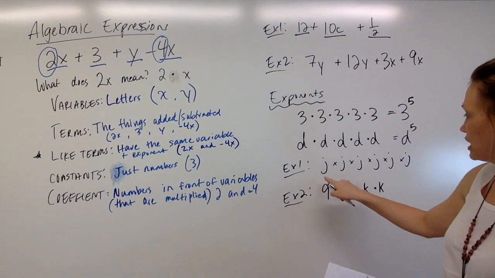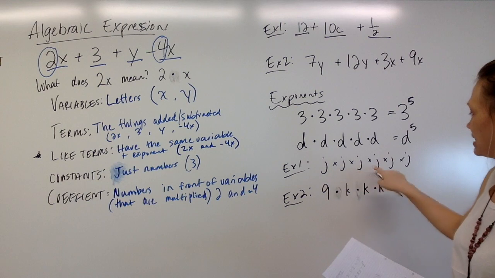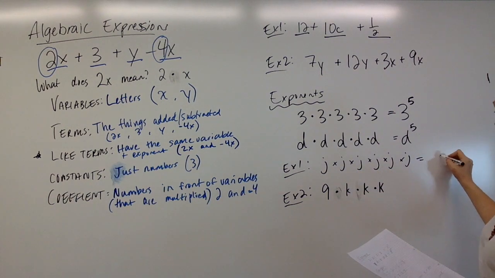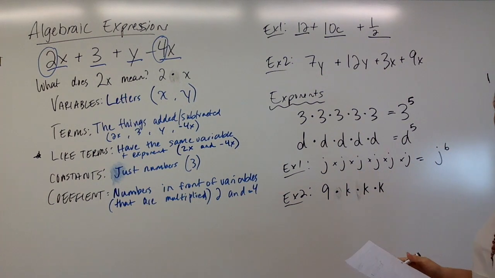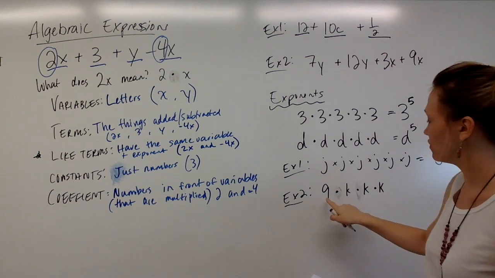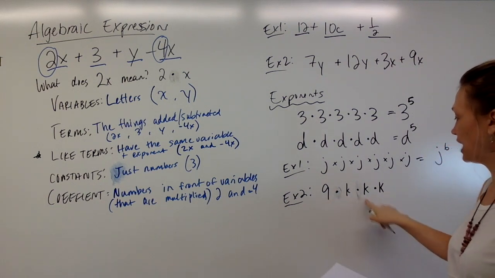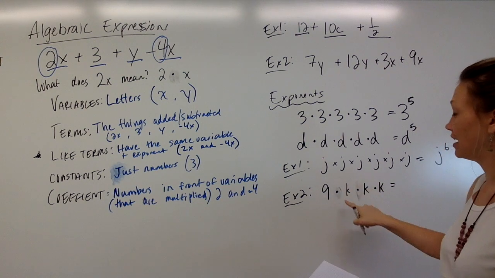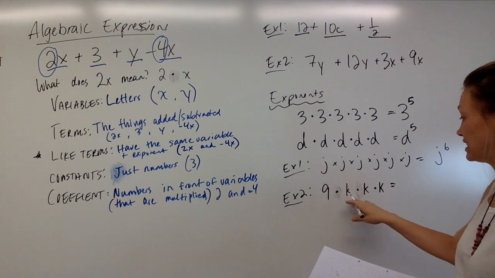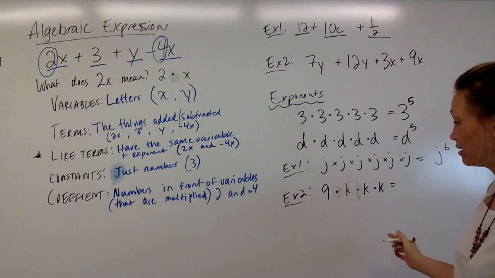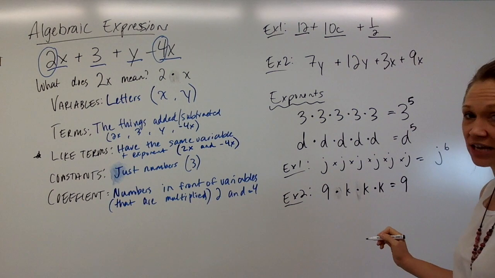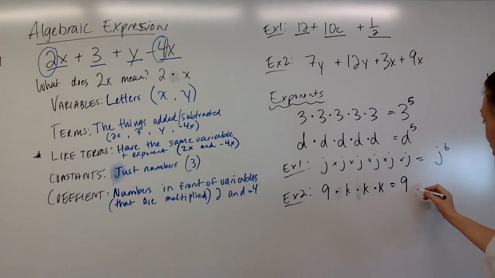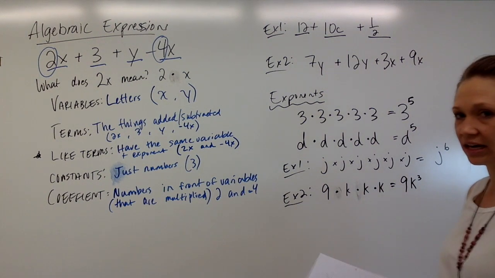Okay. For example 1, j is being multiplied by itself 6 times, so your answer should be j to the 6th power. For example 2, you have 9 times k 3 times. So 9 is not a common. We don't know if that's going to be the same as k or it could be different. So I can't combine that into it. I have to keep the 9 out front as my coefficient, and then k to the third power because it's k being multiplied 3 times.